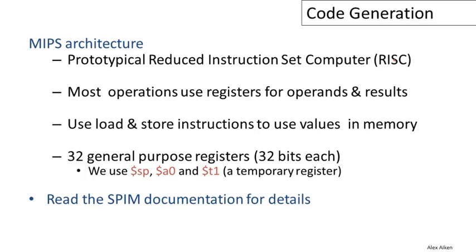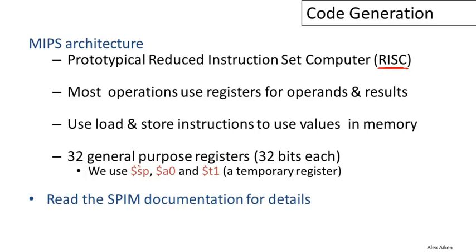Now, the MIPS architecture is quite an old architecture. It was designed in the 1980s, and it was or is the prototypical reduced instruction set computer, or RISC machine. And the idea behind RISC machines was to have a relatively simple instruction set. Most of the operations use registers for operands and results, and then load and store instructions are used to move values to and from memory. So primarily all the computation takes place in registers, and the memory operations are primarily just loading and storing data.